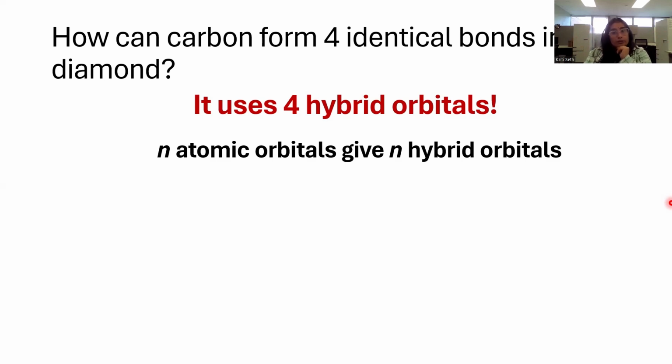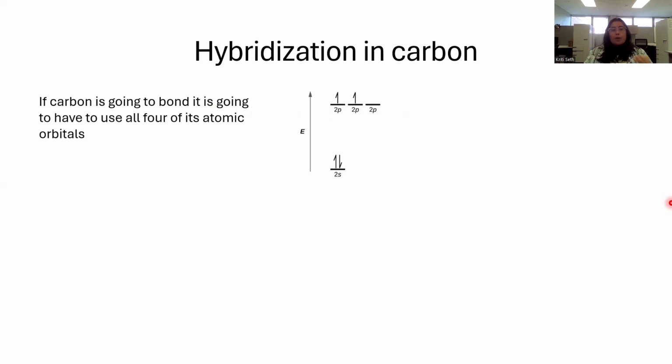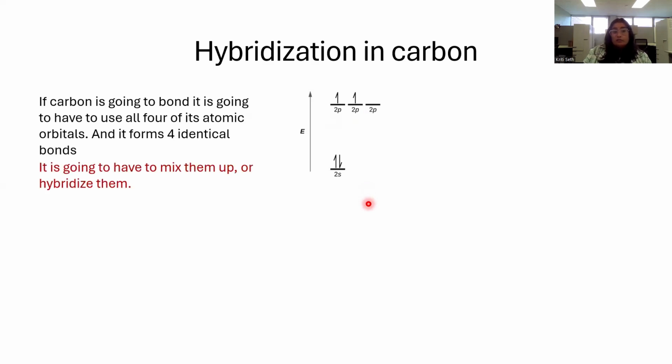Now, how many hybrid orbitals does carbon need? 4, right? Because it's forming 4 bonds. So how many atomic orbitals must combine? Also 4, right? And there's a hybridization video here that you can see. Since carbon has to form 4 bonds, it has to use all 4 atomic orbitals. But remember the problem: they're different in energy, and yet evidence indicates that it forms 4 identical bonds, right? So what happens is it's going to have to mix them up.